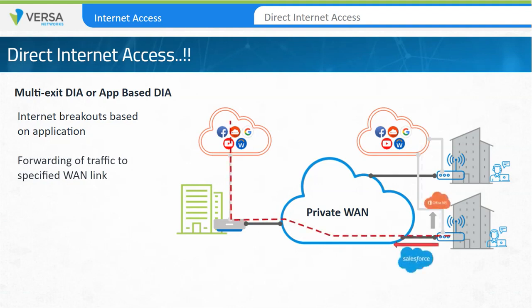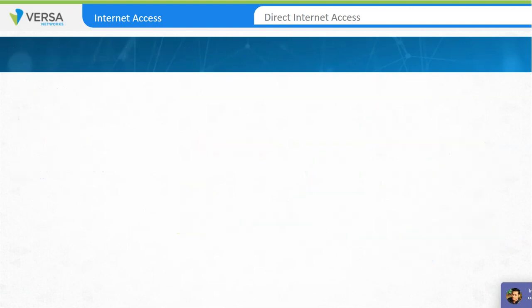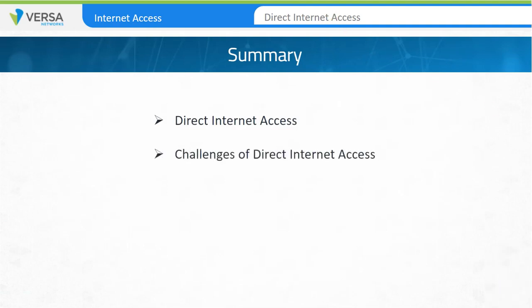This is the end of Session 4 of the Versa Essentials series. In this session, we looked at Direct Internet Access, or DIA, some of the challenges introduced by DIA, some of the benefits provided by DIA, and multi-exit, or application-based DIA.